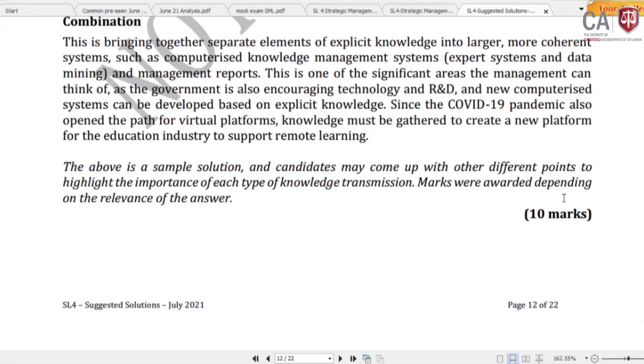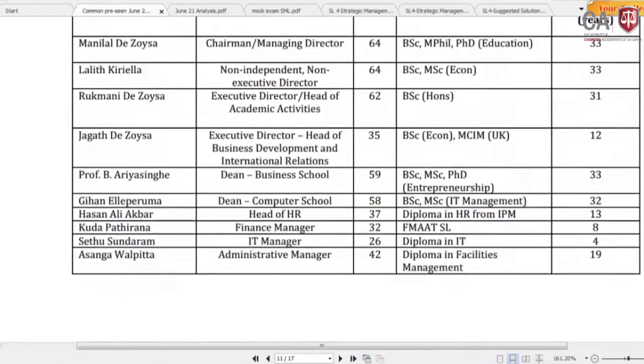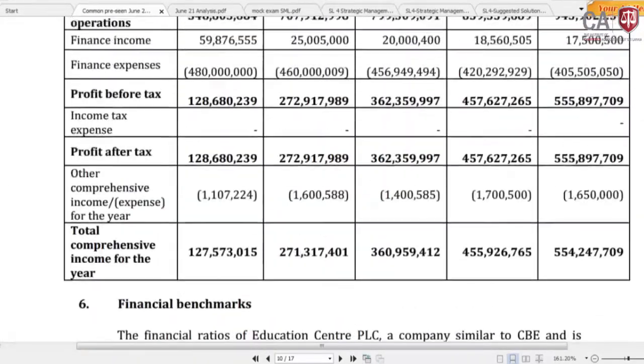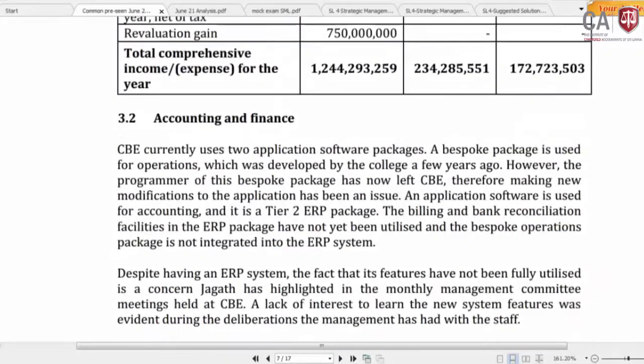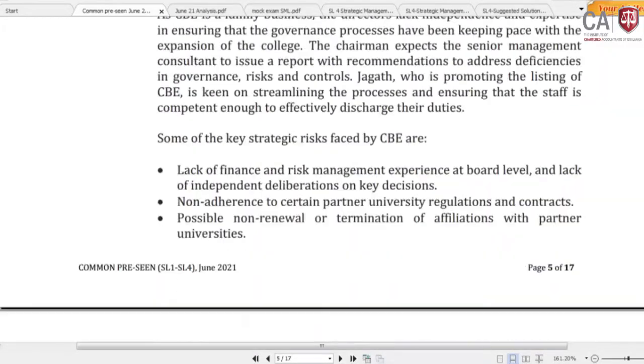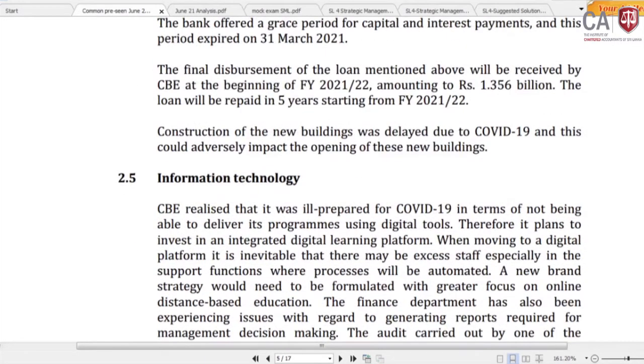The COVID-19 pandemic also opened a path for virtual platforms. Knowledge must be gathered to create a new platform for the education industry to support remote learning. Yes, sir, that point was given. I think you can mention that point. So, they have mentioned that they are lacking an integrated IT system. So, this digital platform, you can mention that one. There is a requirement to get an integrated digital platform for the organization. So, that is one of the ways I think, right, an integrated digital learning platform. You can use this for combination aspects.